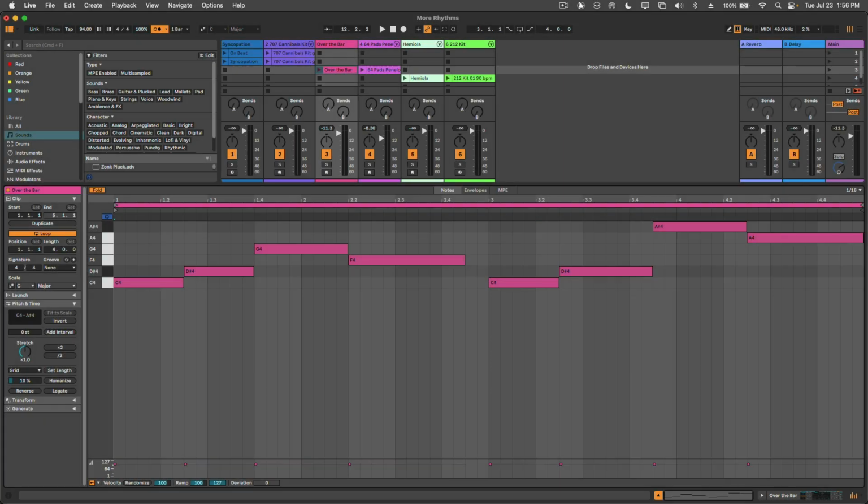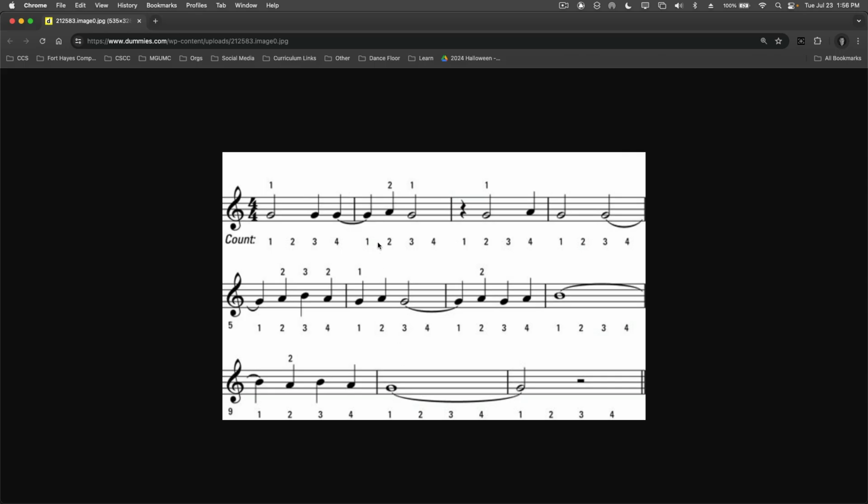Another interesting rhythmic concept that doesn't quite translate the same way from classical Western sheet music to a DAW is the idea of an over the bar rhythm. So in Western sheet music, the bars are marked out by bar lines, and you can see this screenshot here from a dummies.com article on rhythm. And so the bar lines are here, and rhythmic values can't cross over on their own.